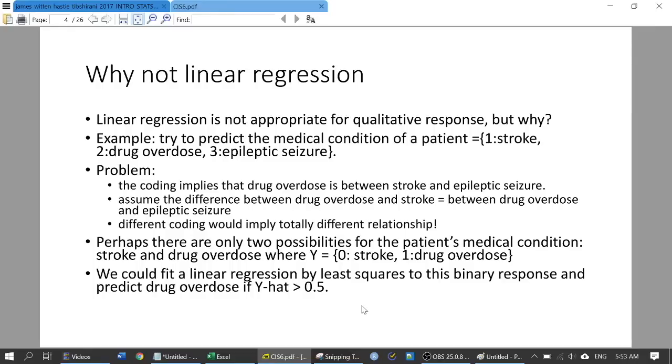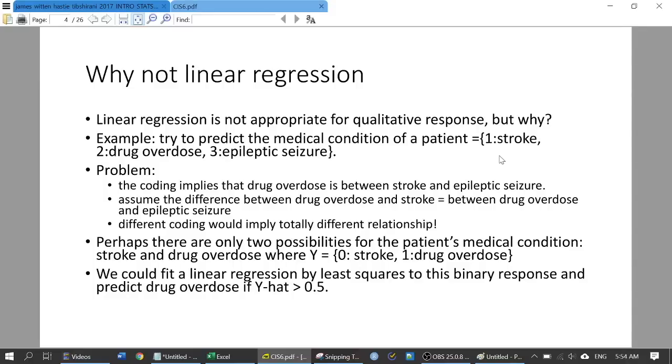Another problem is that one researcher might want to use 1, 2, 3 as in the slide here, okay? But another researcher might want to use 1 for epileptic seizure, 2 for drug overdose, and 3 for stroke, or the other way around, or whichever way. So different coding will imply totally different relationships. The output that you're going to get is totally different.